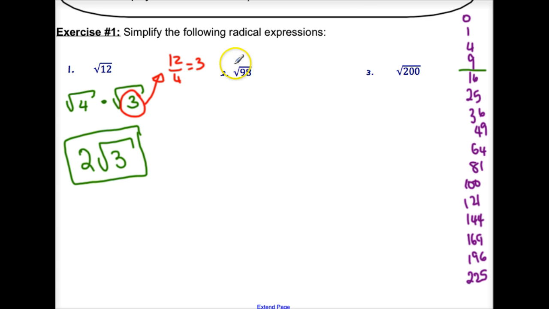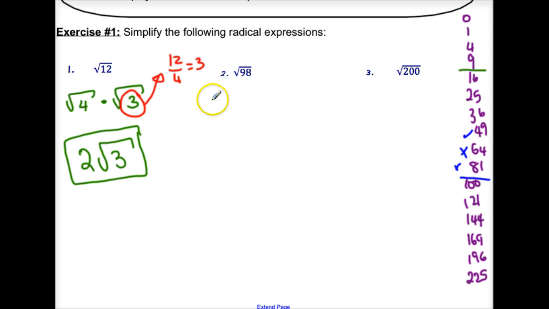Now let's take a look at 98. So I know 98 is going to be somewhere here. Is 81 a factor of 98? No, so that's out. Is 64 a factor of 98? Nope. And again, how do you know if it's a factor? You go ahead on your calculator and type 98 divided by 81. You get a decimal. That means it doesn't work. 98 divided by 64, you still get a decimal. 98 divided by 49, and you shouldn't get a decimal.